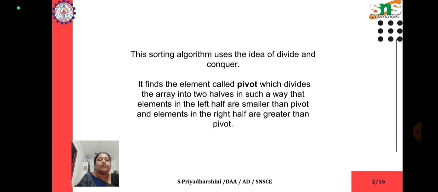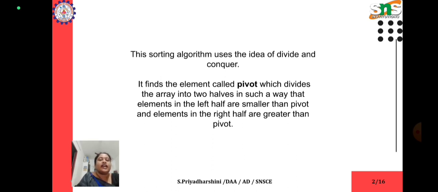This algorithm follows the divide and conquer strategy. Divide and conquer is a technique of breaking down a larger instance of the problem into smaller sub-problems, then solving those sub-problems and combining the results back together to solve the original problem. So this is the divide and conquer strategy. The quicksort algorithm uses this approach. So let's see how the divide and conquer strategy is applied in the quicksort algorithm.